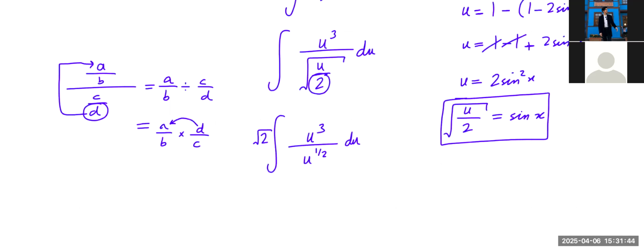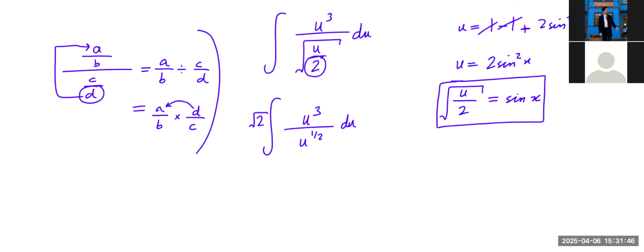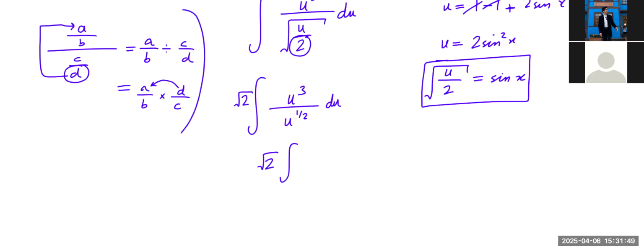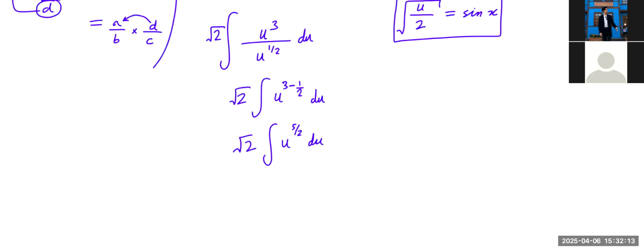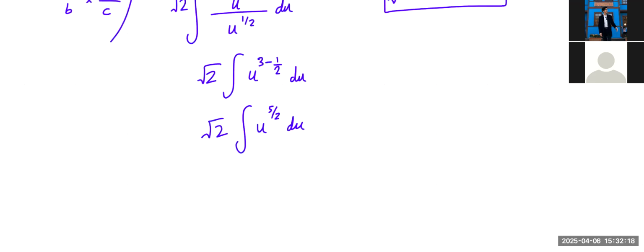So far, so good? Good. So now we have u to the power of 3 divided by u to the power of 1 over 2. I think this is the easiest step. What am I going to do now? Combine them into one power by subtracting their powers. Indices, remember? Because they're dividing the same base, I can subtract their powers. So that becomes u to the power of 5 over 2 du. And finally, after all of that, my integral is perfectly substituted and ready to be integrated.